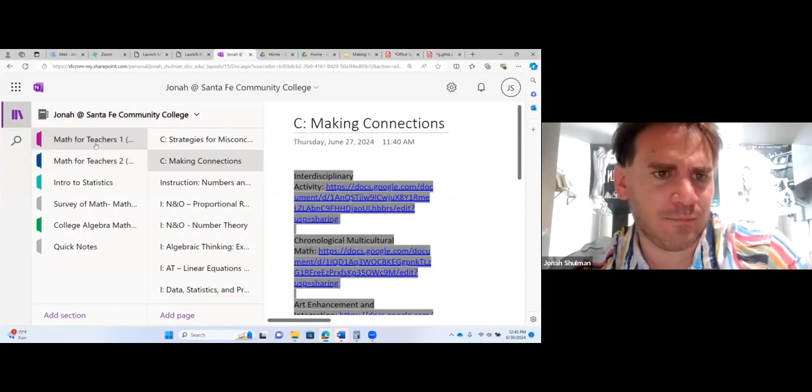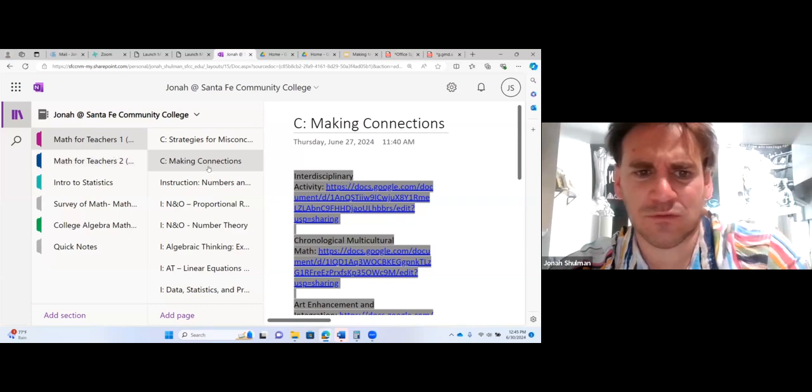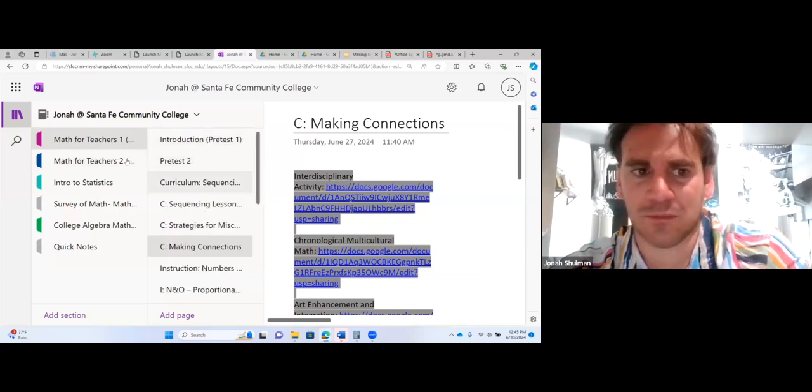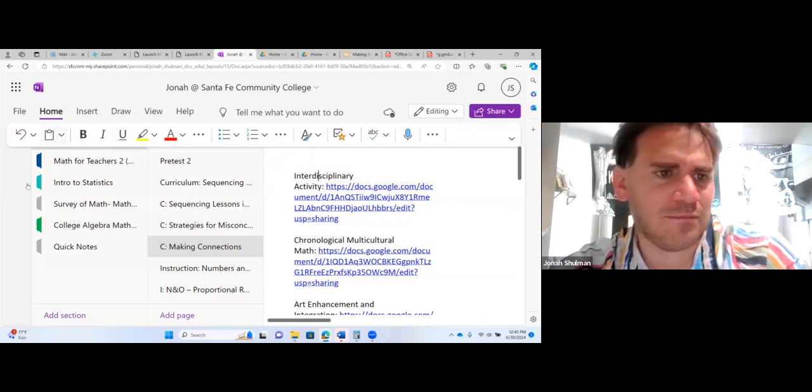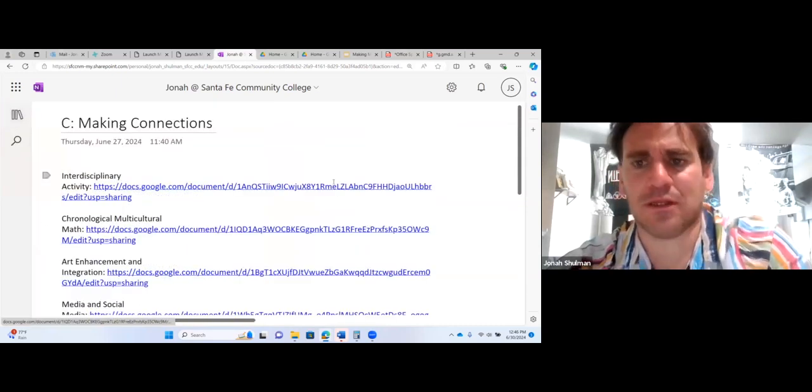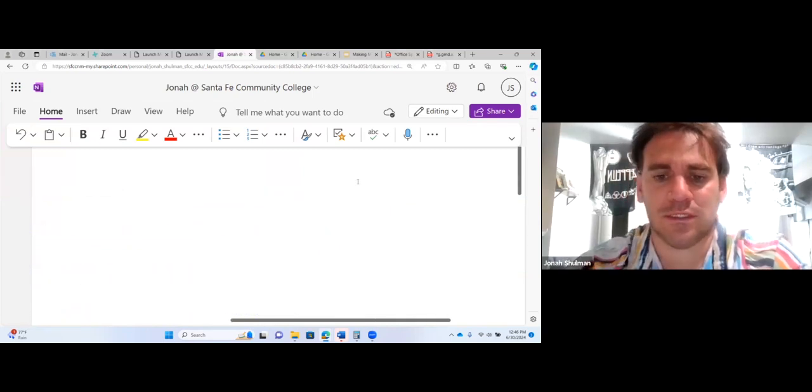We're here in Math for Teachers, and I'm going to combine these two so I don't have to redo them, and just put them all into one for everything. And we're up to making connections. Now, I've said before that making connections is probably the most important thing that we're going to see.